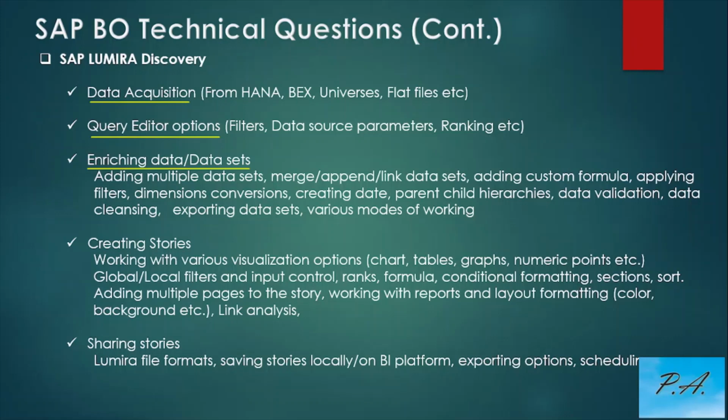And obviously creating stories. Various options available in creating the stories, like charts, tables, graphs, numeric points. What are the global and local filters? What is the difference between global and local filters? How to apply the ranks, formula, conditional formatting, sections, sort kind of things in Lumira stories, adding multiple pages to the stories, working with reports and layout, the layout formatting.